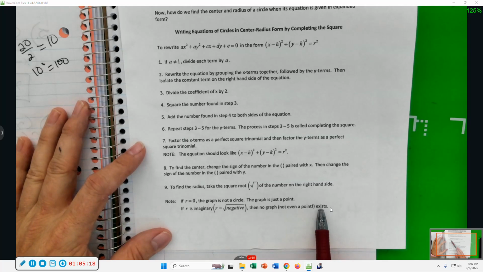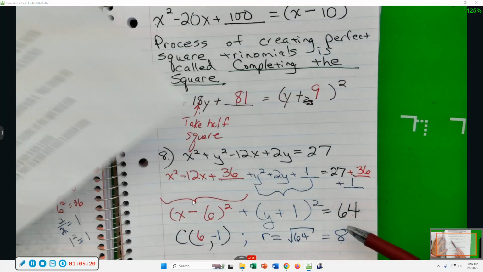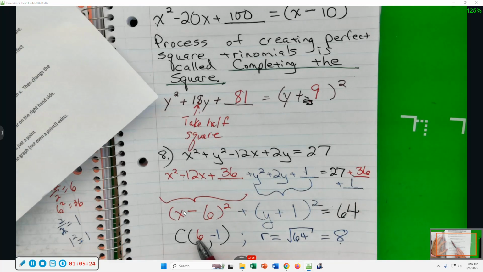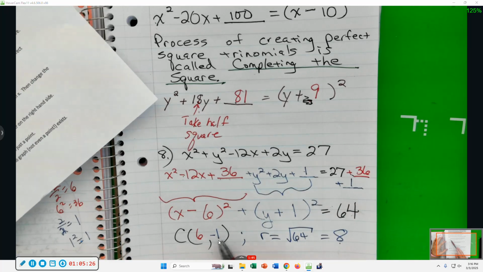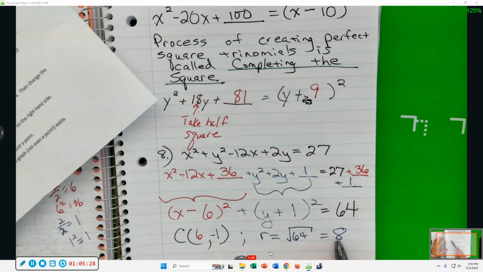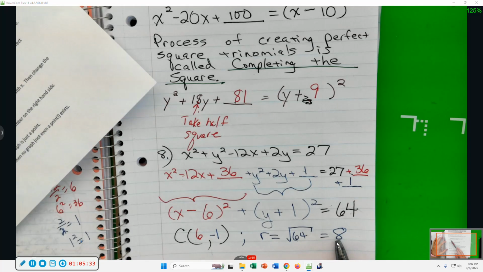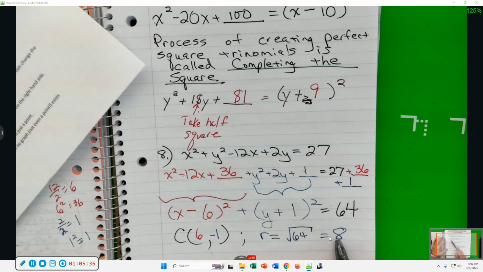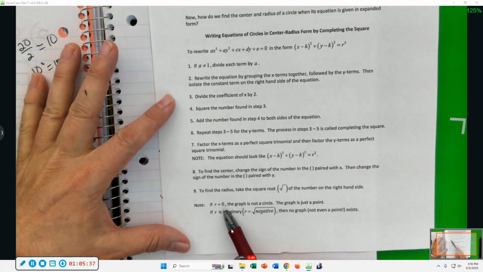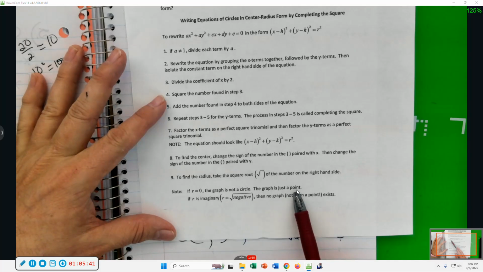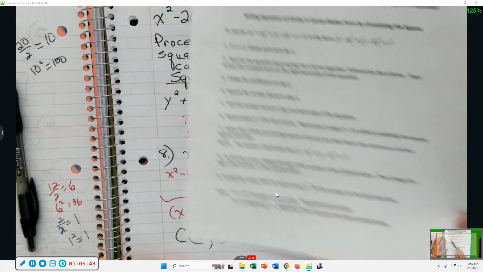point. Now, if this number over here turned out to be 0, you'd have a center. 6, -1 would be the center. But what would the radius be? When you took the square root of 0, what would happen? It'd just be 0. So if r is equal to 0, the graph isn't a circle. It's just a single point. And we'll see that happening along the way. But now I think we're ready to do another one.